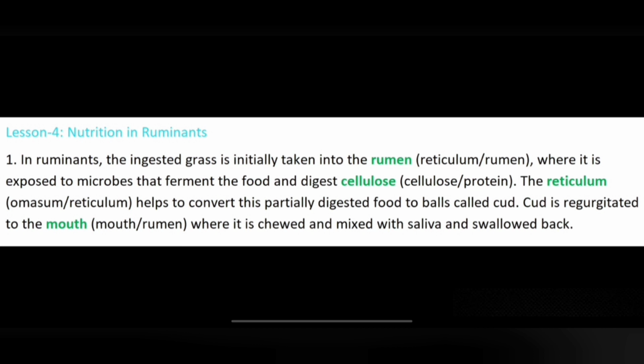In ruminants, the ingested grass is initially taken into the rumen, where it is exposed to microbes that ferment the food and digest cellulose. The reticulum helps to convert this partially digested food to balls called cud. Cud is regurgitated to the mouth, where it is chewed and mixed with saliva and swallowed back. So this is all about question number 1. This was the fill in the blanks. Let's move to question number 2.